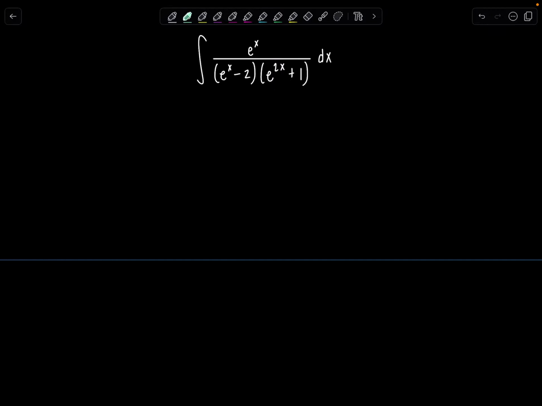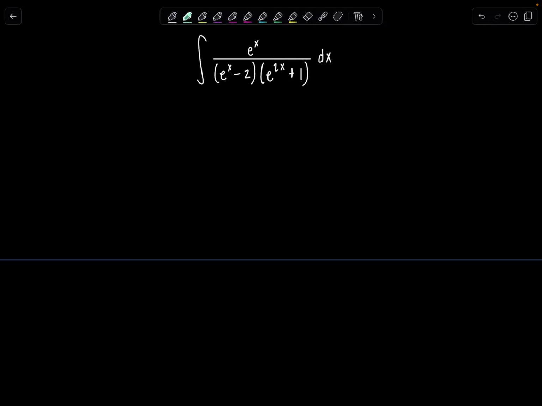Here's your latest integral of the day. We have the indefinite integral of e to the x over (e to the x minus 2) times (e to the 2x plus 1) dx. So pause the video if you want to try it on your own. There's a couple integration techniques that you need to use to solve this problem.